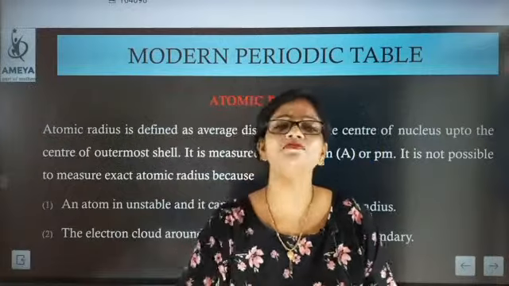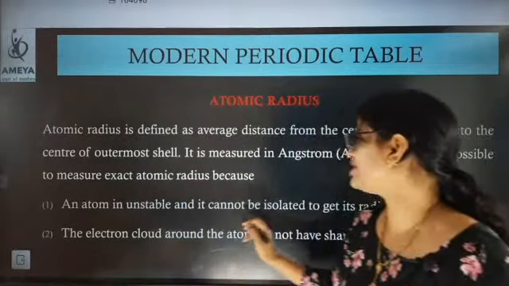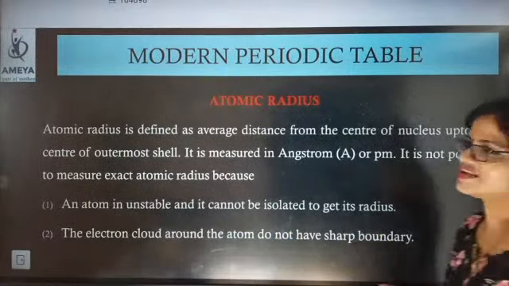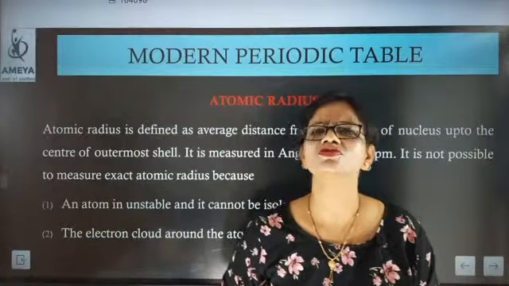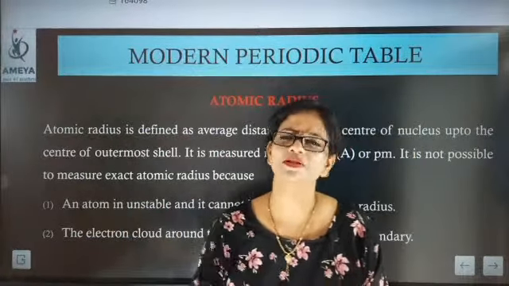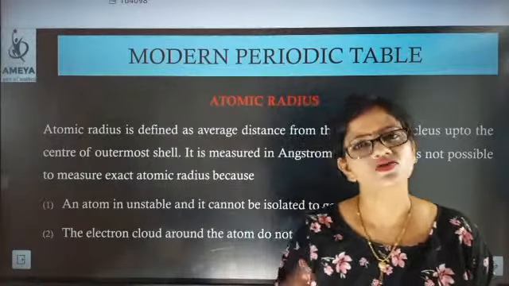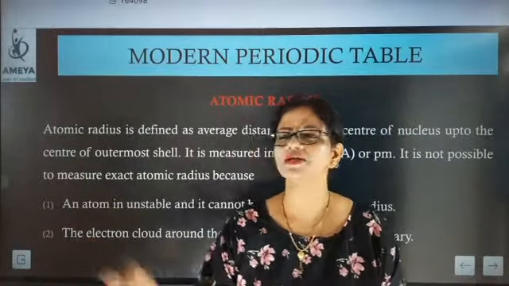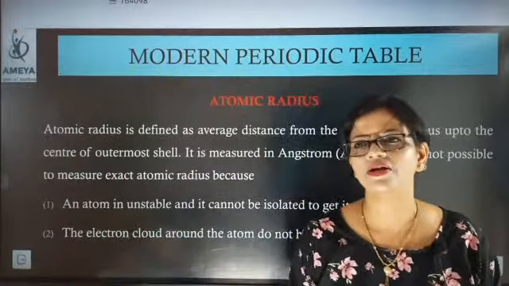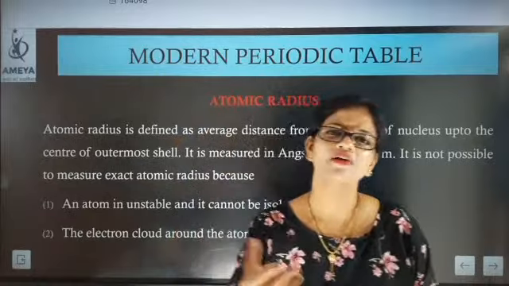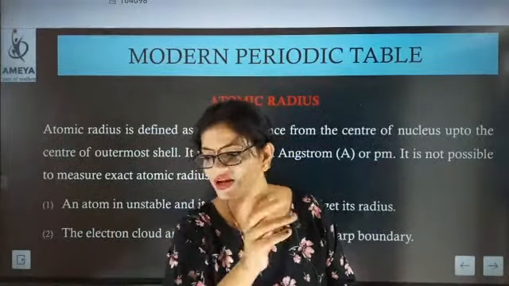Here, what is the reason behind it? There are two reasons. An atom is unstable and it cannot be isolated to get its radius. It is a simple concept. Most of the atoms present in the periodic table cannot exist in a free state. They will always exist in a combined state. Metals will release electrons and form ionic compounds, and covalent compounds will be there. Only the noble gases have van der Waals radius, which I will explain later. So they will be unstable.